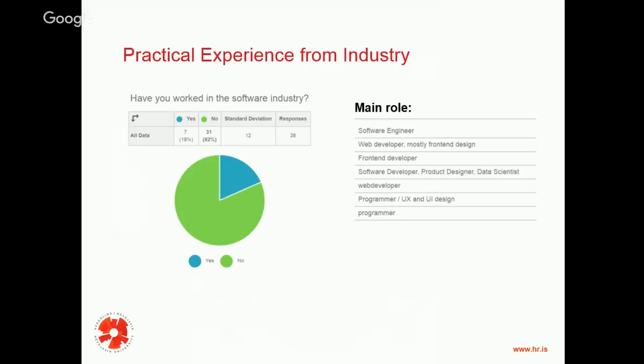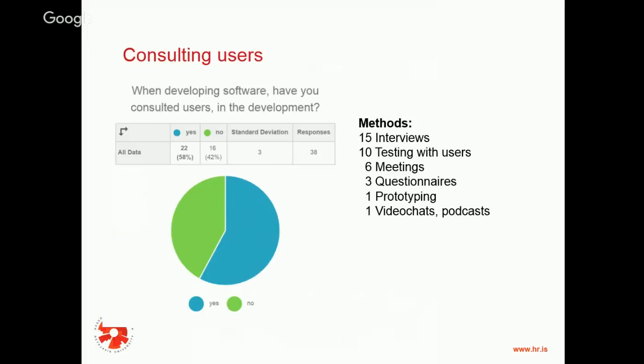I asked if you had been working in the software industry, and there were only 18% that had worked in the industry. Many developers, so there were programmers and developers, and then 1 software engineer. But more of you had been involving users while developing software. So there were more than half of you that said yes to that question. And these are the methods that people have been using.